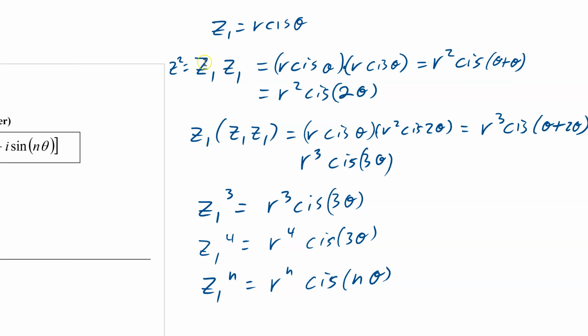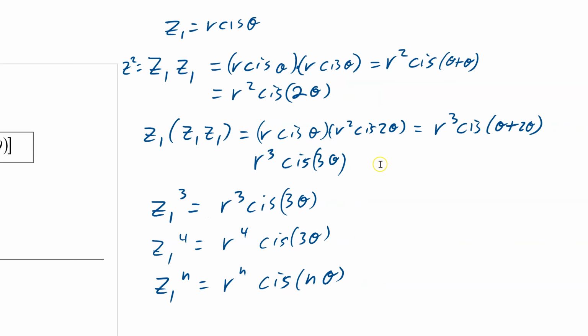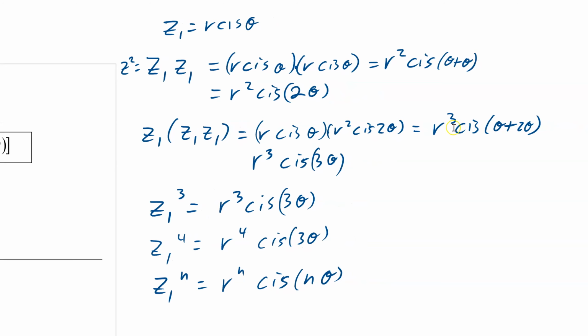So now we're going to multiply the z squared by another z, right? And so we end up with r cis theta times r squared cis 2 theta. So using our rule, we get r times r squared is r cubed. And then theta plus 2 theta would give us this. So z cubed is this.